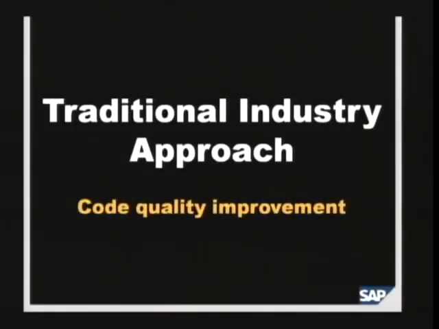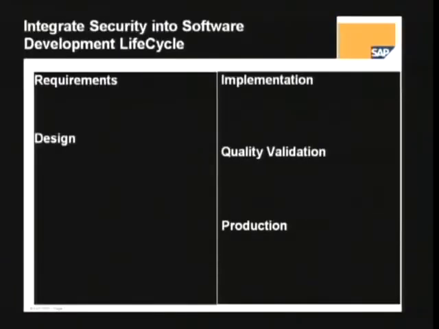So what is the industry doing? Industry has been doing lots of things around code quality. So we are trying to improve the code quality, all right? So what does this mean actually? I think the best thing you can do with today's standards is to integrate security into the software development lifecycle.